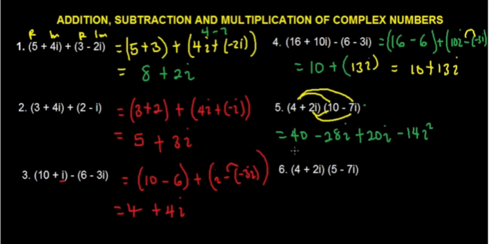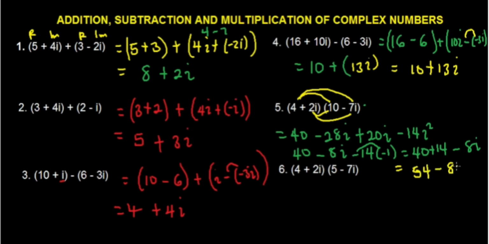That will be 40. I'm having minus 8i here already, then minus, now i squared is minus 1. I've explained that earlier, check out the video. So I will have minus 1 here, and that should give me 40 here, and this one is plus 14 minus 8i. So the final answer for this one will be 54 minus 8i. As simple as that.